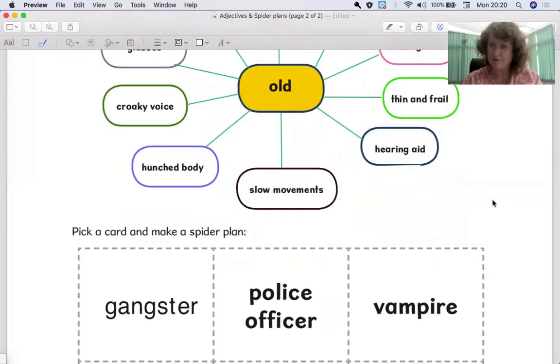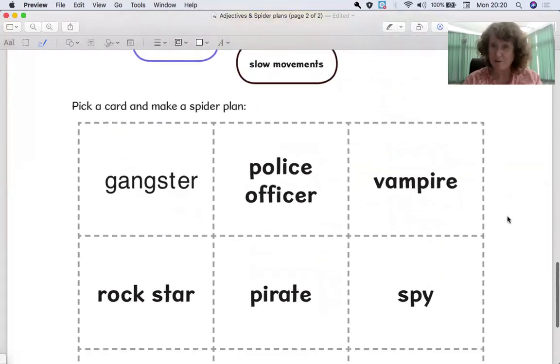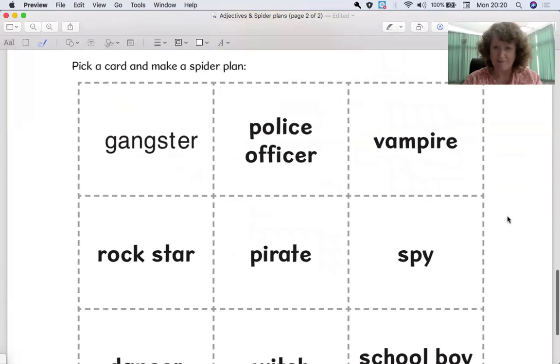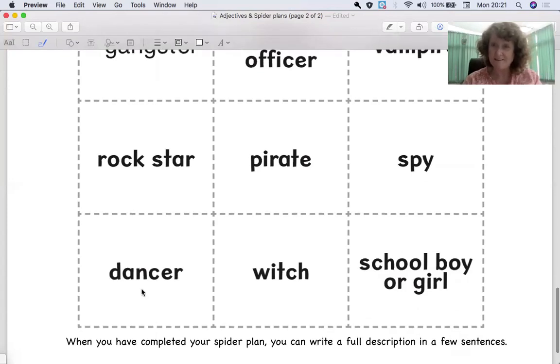Okay, so I've got some other ideas for you. You can pick a card and you can make your own spider plan. Let's see. I'll move my picture out a bit. We've got a gangster. So how would you describe them? What do they look like? How do they act? What do they wear? Police officer. Vampire. Spy. Pirate. A rock star. A dancer. A witch. Or a schoolboy or girl.